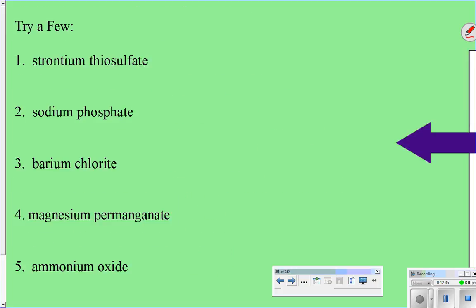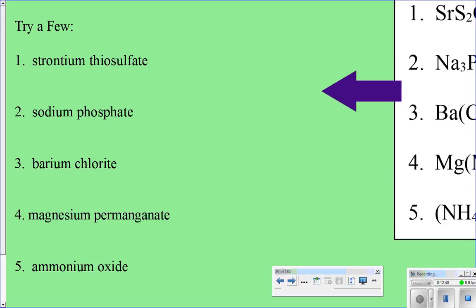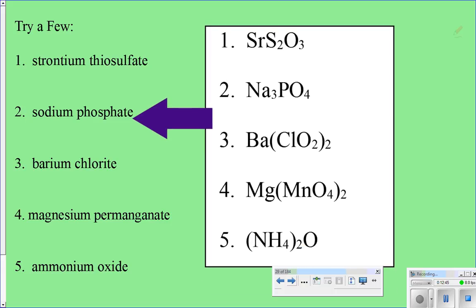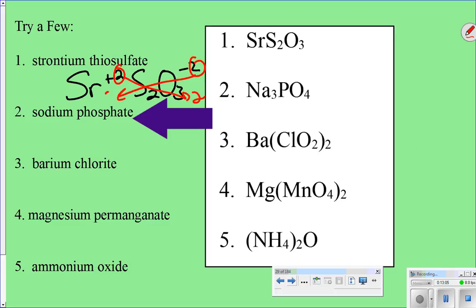Here are a few of those to try. I'll pull the answers up in just a minute. Go over the crisscross, pause your video. So in strontium thiosulfate, that's quite a compound there, we've got Sr +2. Thiosulfate ion is S2O3 -2. So you're pulling down a 2, pulling down a 2. Those 2's are canceling to just SrS2O3.